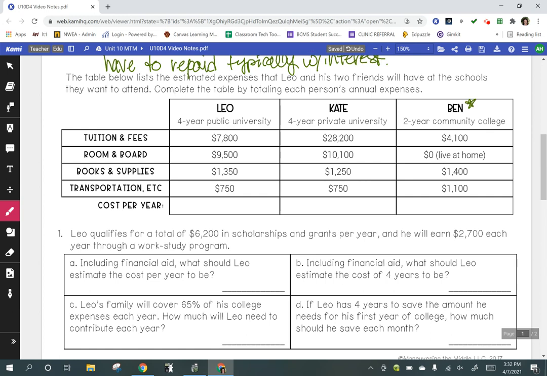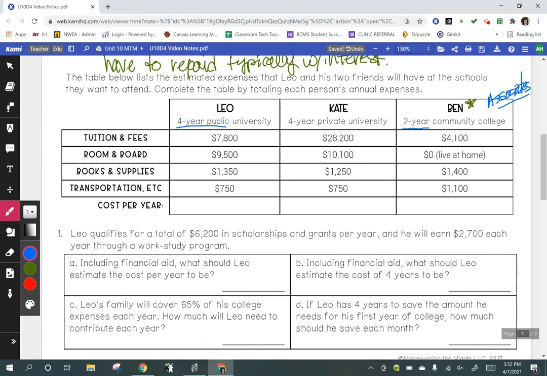Now, I want you to understand there are at least three different types of college. You've got your 2-year community college. That's kind of like your basics. That's usually where you get an associate's degree, which is just a 2-year degree. Depending on what you want to do when you get older, sometimes that's all you need. Then we have our 4-year public school.